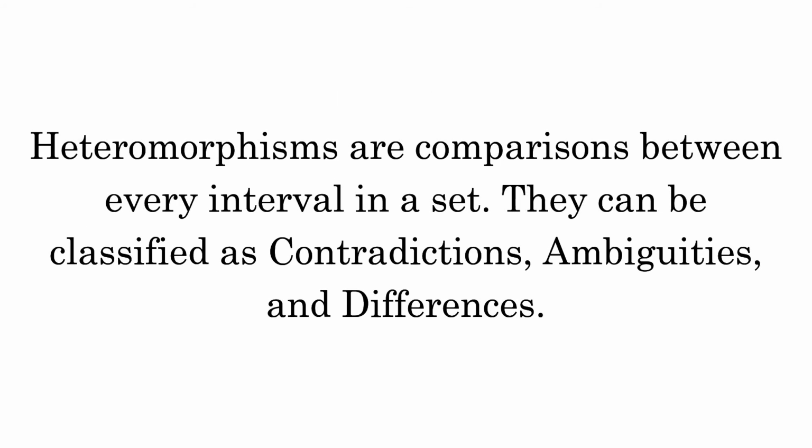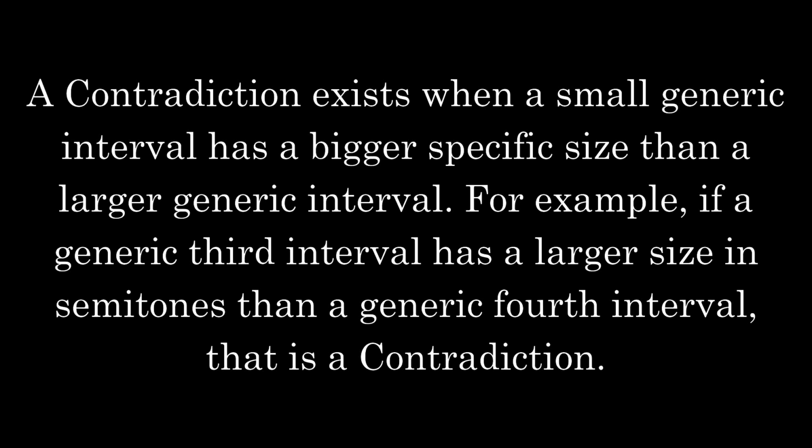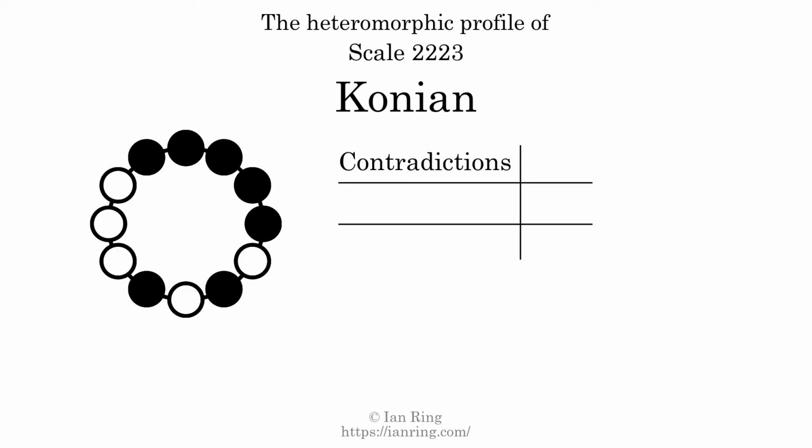Heteromorphisms are comparisons between every interval in a set. They can be classified as contradictions, ambiguities, and differences. A contradiction exists when a small generic interval has a bigger specific size than a larger generic interval. For example, if a generic third interval has a larger size in semitones than a generic fourth interval, that is a contradiction. The number of contradictions in this scale is 46.